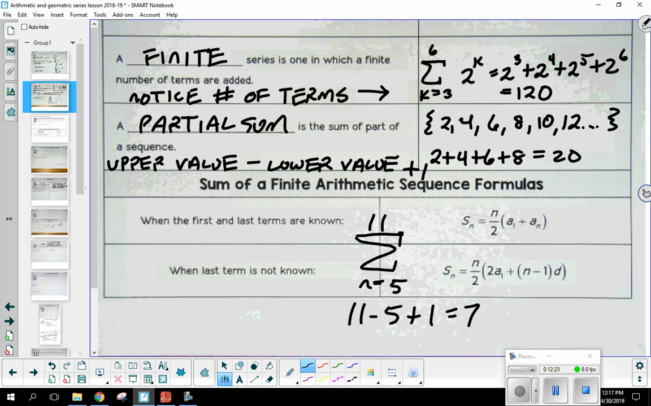The only time that upper number is the actual number you're adding is if you start at the first term. If you don't start at the first term, that's when you want to go ahead and maybe write it out or use that little formula here.